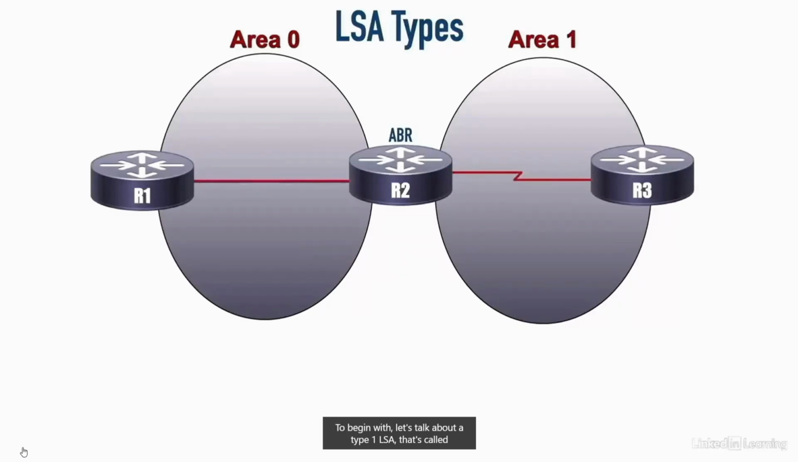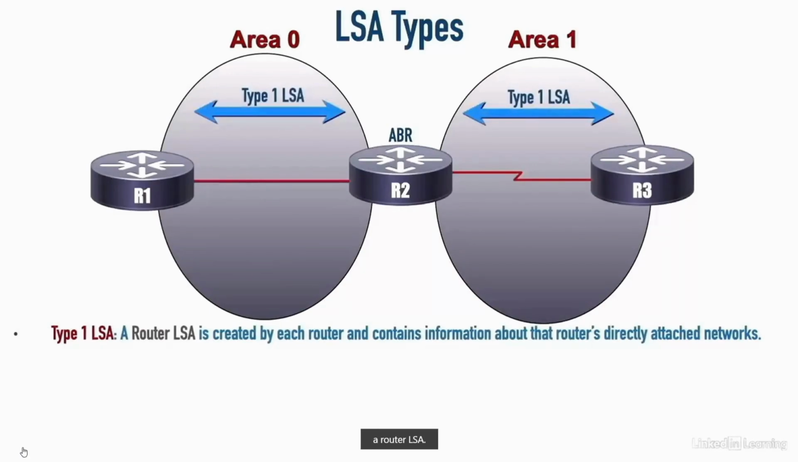To begin with, let's talk about a Type 1 LSA. That's called a router LSA. If a router is connected to a network, and we assume it's connected to at least one network segment, otherwise it's not going to be talking to any other routers, a router is going to use Type 1 LSAs to advertise directly connected networks. So in this case, R1 is going to be advertising that link between itself and R2. R2 is going to be advertising the same thing, but everybody knows it's the same link. So we're going to have a single Type 1 LSA in our link state database representing that link between R1 and R2. Same thing in Area 1. We've got one LSA Type 1 representing the network between R2 and R3.